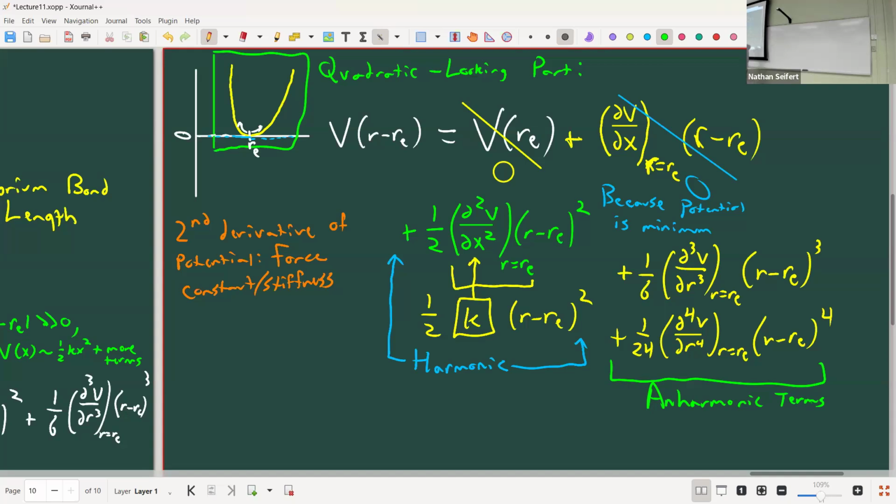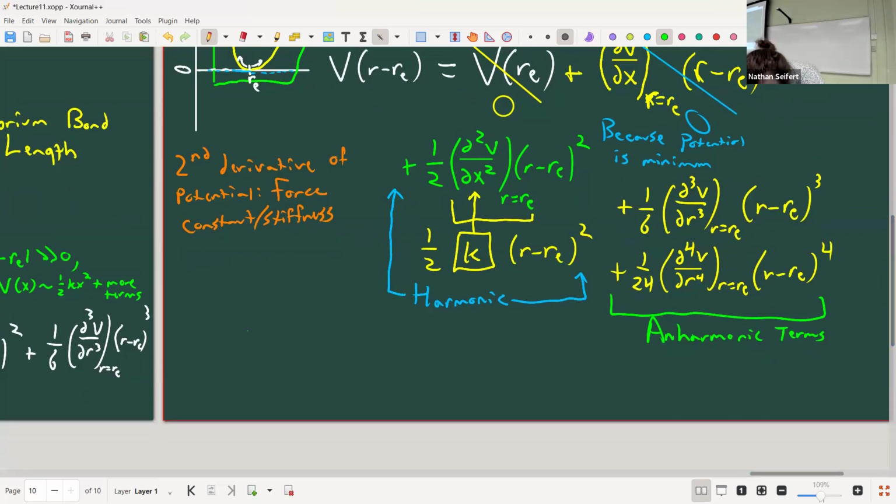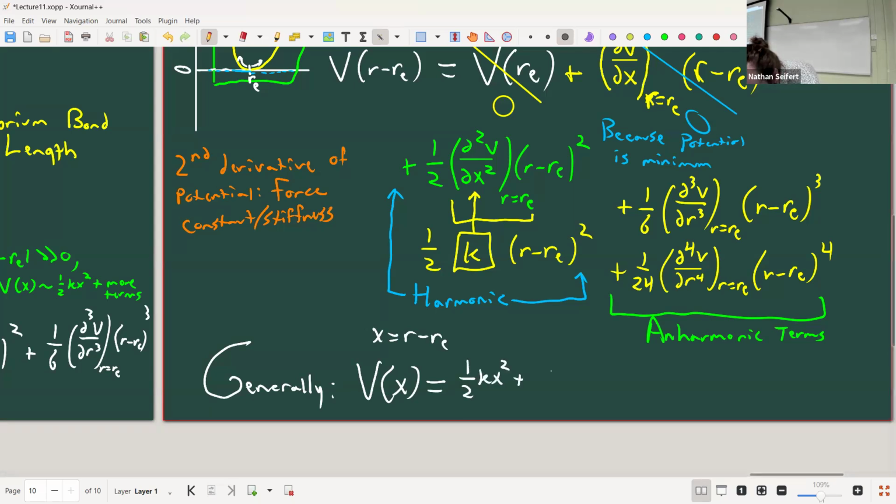Right, we're going to see what the consequences of these are very soon. All right, so what I can always do is just write generally, for any vibrational system, the potential, where x is equal to r minus re, as 1/2 kx squared plus 1/6 times some gamma 3 number, which is just a number that we can measure, times x cubed, plus 1/24 gamma 4 x to the 4th, where gamma 3 and gamma 4 are numbers determined experimentally.